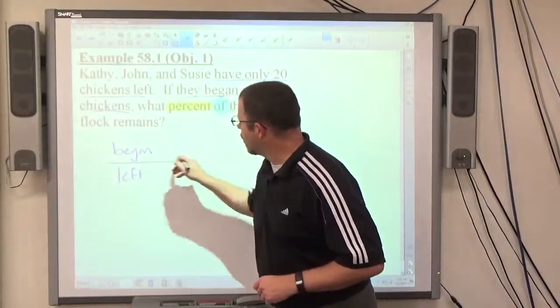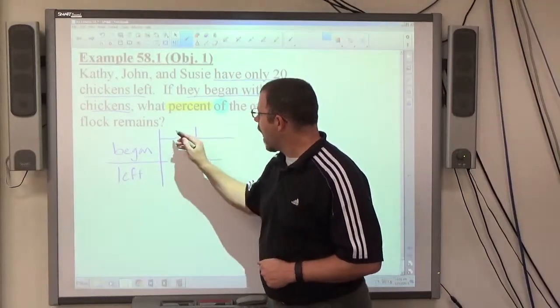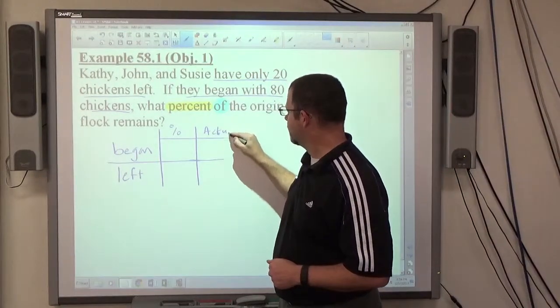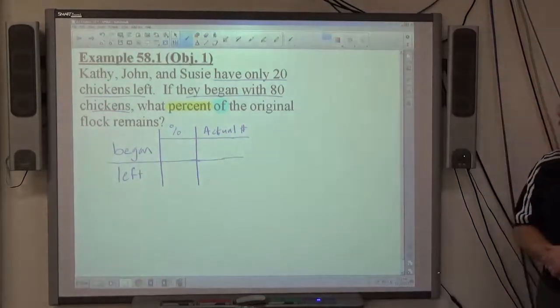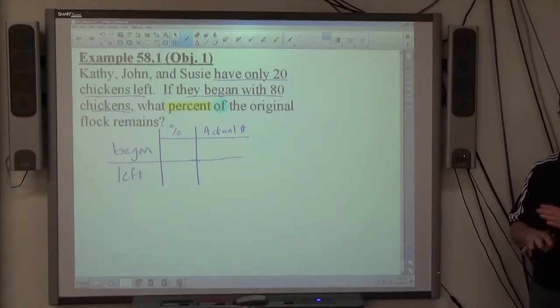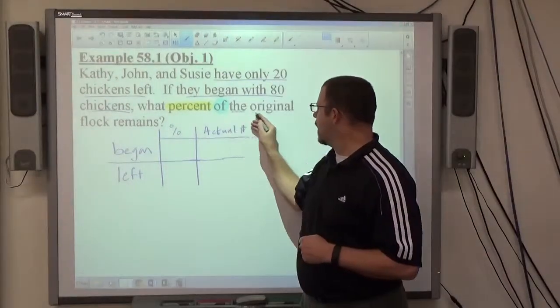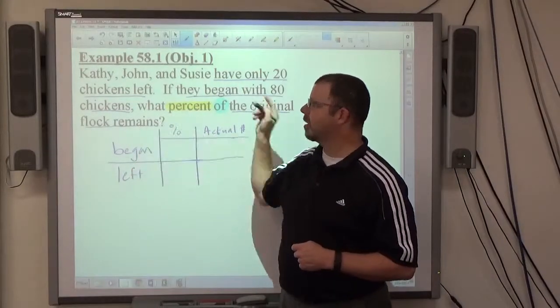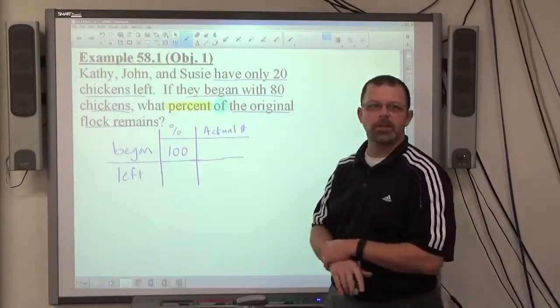So if we just focus on those things, I want to create a little chart to organize my information. I want to put a percent column and an actual number column. Now, when you do percent of part-whole, the whole is everything, and whatever follows the word of is what represents the whole. The original flock is what they began with. So 100% is the began-with number of chickens.